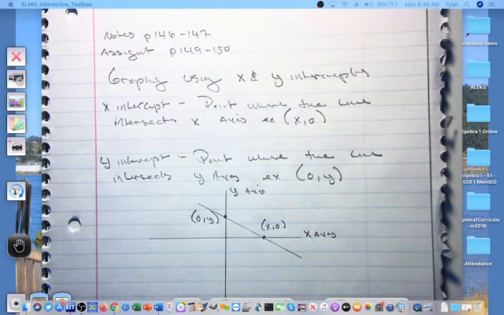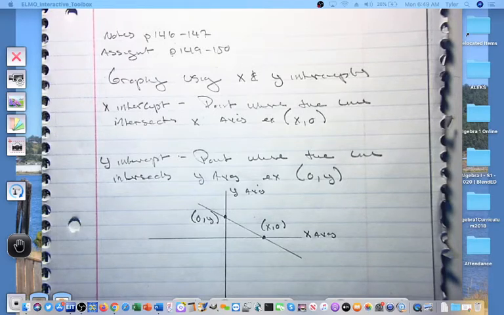Well, good morning, everybody. Today I'm going to show you guys a little bit about how to graph using the X and Y intercepts. So my notes are going to come from pages 146 and 147. The assignment that goes with this one is page 149 and 150.